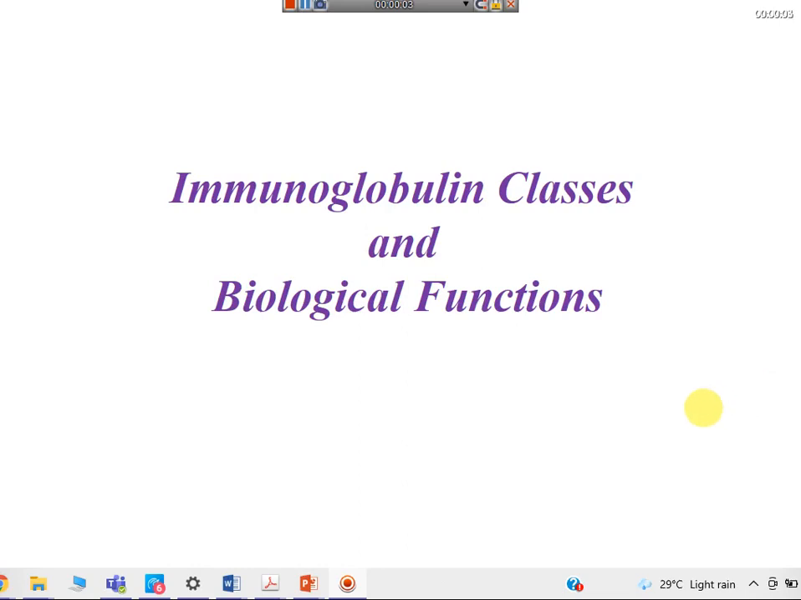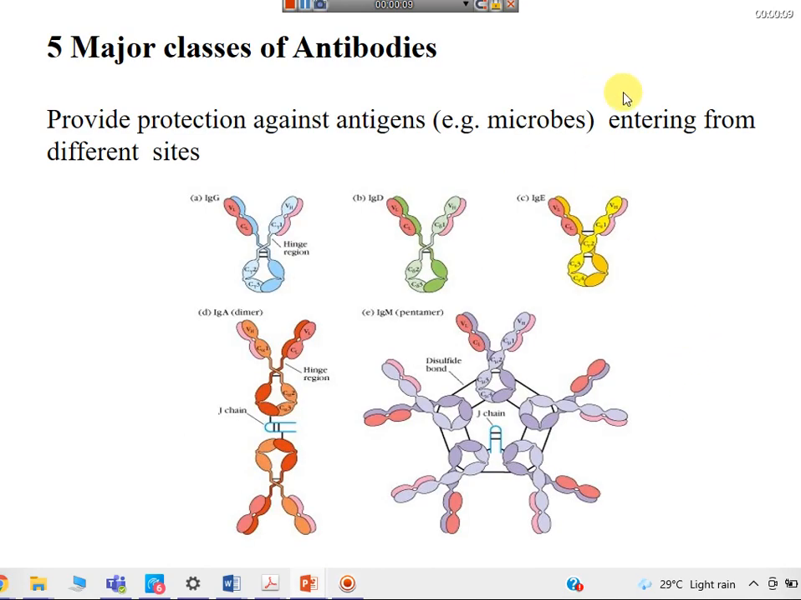Hello viewers, today we are going to learn about immunoglobulin classes and their biological functions. As you know, there are 5 major classes of antibody molecules: IgG, IgD, IgE, IgA and IgM, and all these provide us protection from different microorganisms entering from different body sites, right?